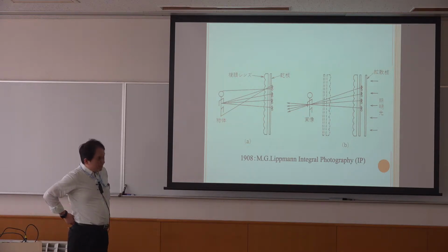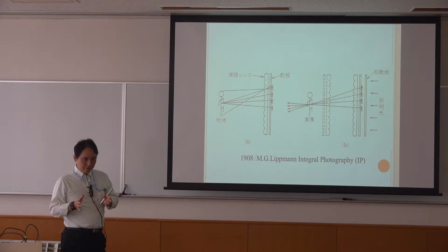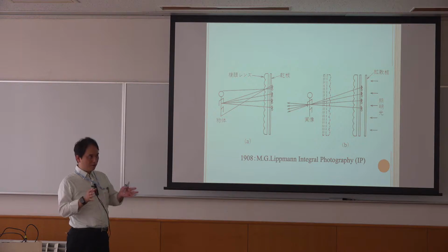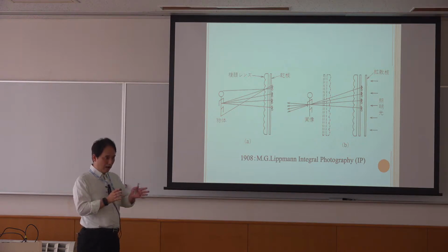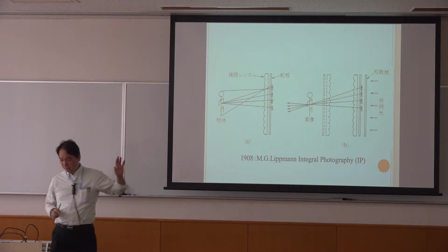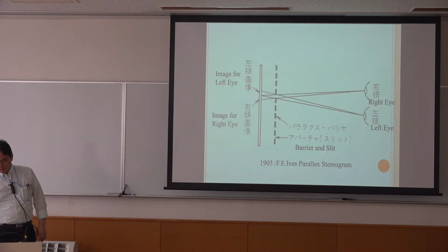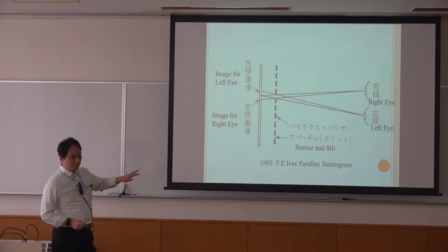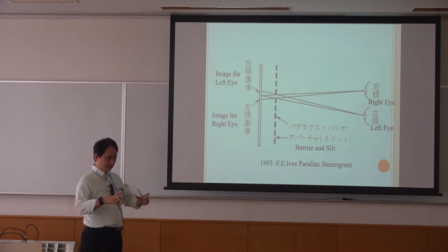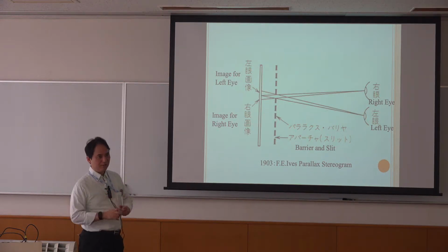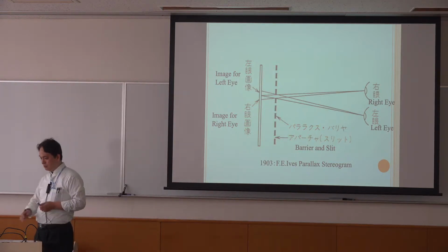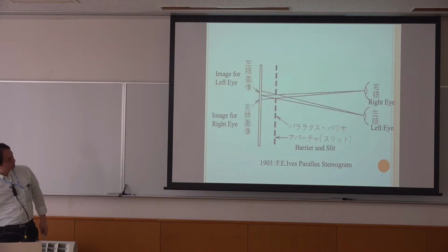In fact, there are many kinds of 3D displays now, but almost all the 3D displays are based on these two principles: integral photography, lens-less display, and this type of parallax barrier type display. Have you ever heard of the Nintendo 3DS? The Nintendo 3DS game machine is based on this principle. So these two principles are very important.